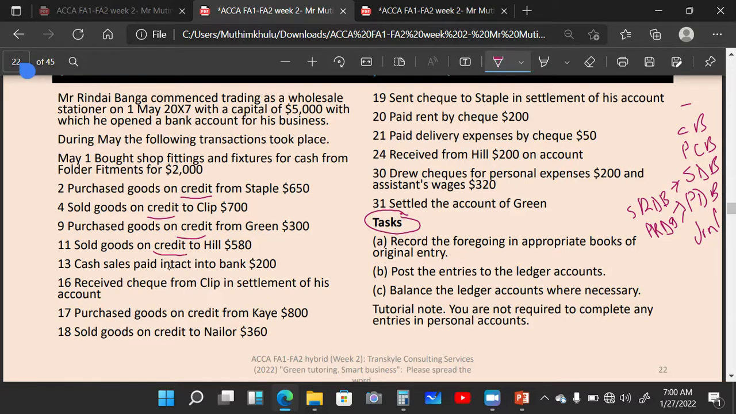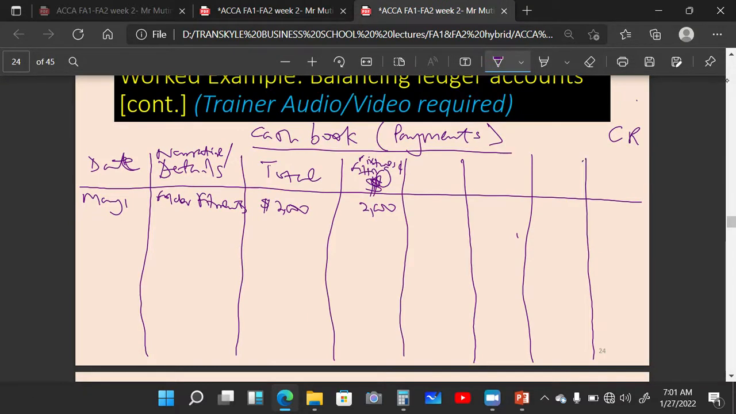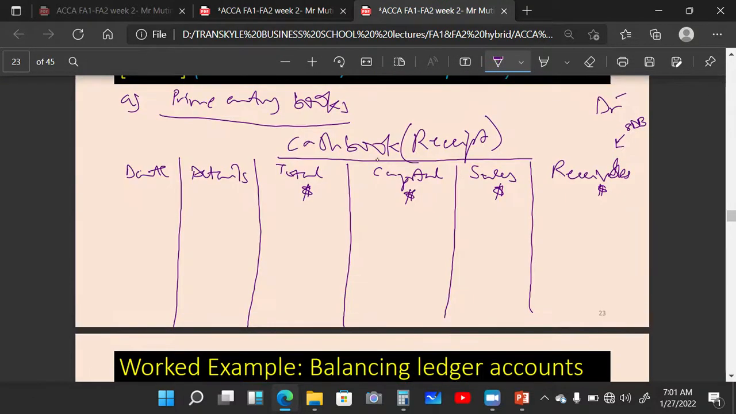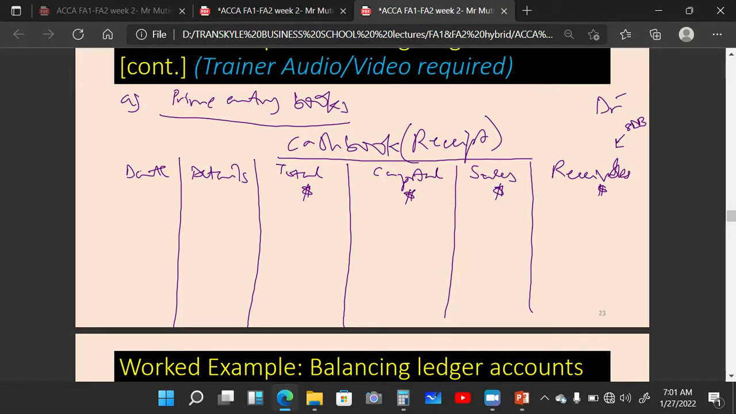Cash sales paid into bank. These are the cash sales. So we're going to record them, because cash sales are cash, and our cash book has been affected, so we have to update it. We go to the cash book receipt side.